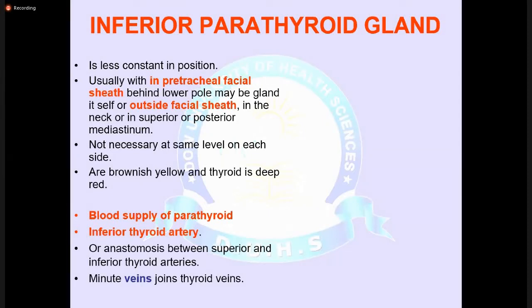These parathyroids are supplied by the inferior thyroid artery or the anastomosis. Again, they may be supplied by the superior thyroid artery. That is, anastomosis between these two thyroid arteries may also give blood supply to the parathyroid glands. The venous drainage is by smaller veins which ultimately join the thyroid veins.